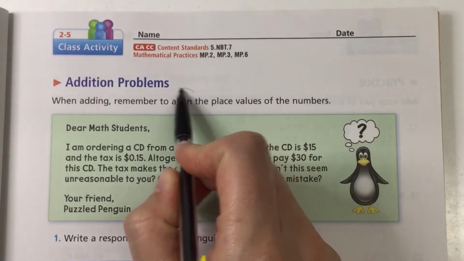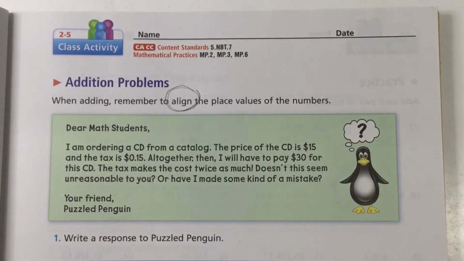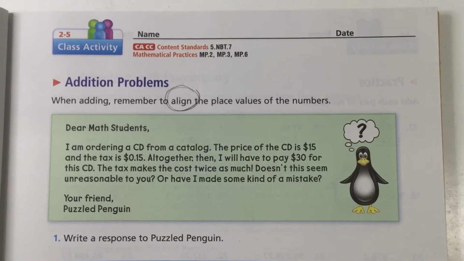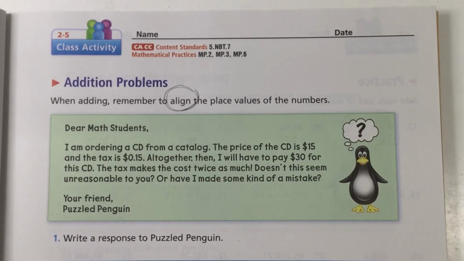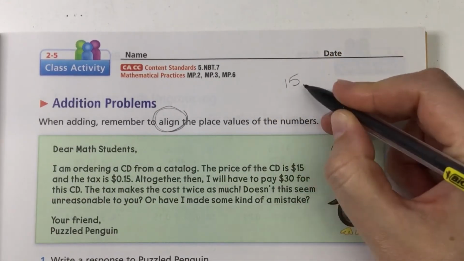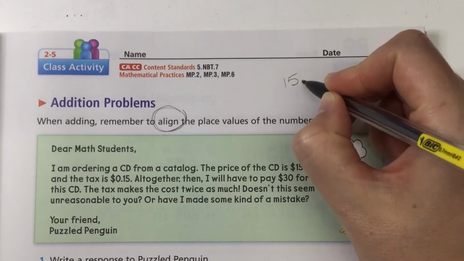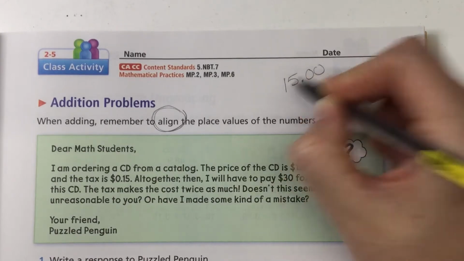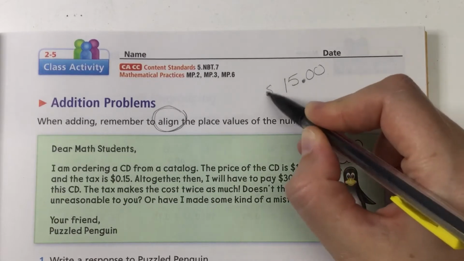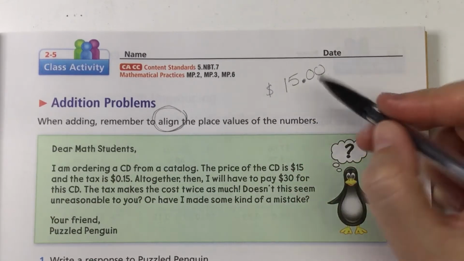to align the place values. Align, you probably hear it when I say it, line it up. We've got to line up the numbers. So if we were asked to show our work on this, we could do something like this, where we've got $15, and we know that the decimal point would go there for $15. I'm putting 2 zeros over there because that's how money is shown.